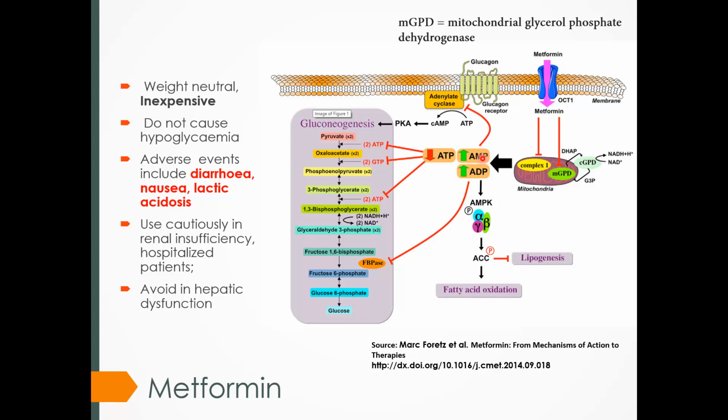Now this high amount of AMP will also activate AMPK, that is AMP dependent protein kinase, which will ultimately lead to increased fatty acid oxidation and decreased lipogenesis. So ultimately there will be decreased glucose production, increased fatty acid oxidation and decreased lipogenesis with the effect of this AMP kinase pathway and decreased ATP related pathway.